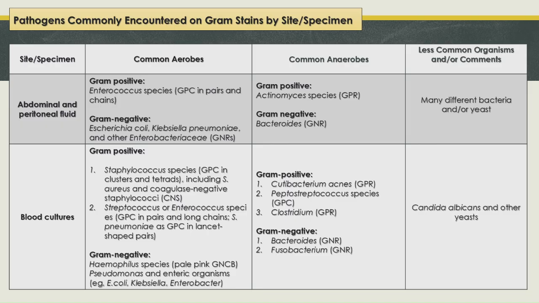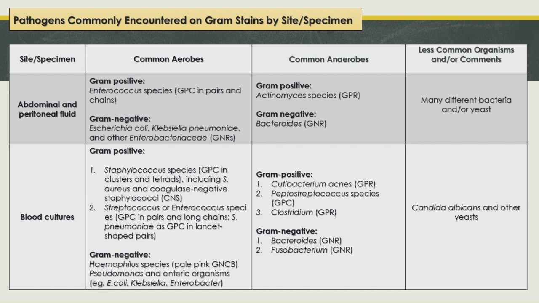Site/specimen: abdominal and peritoneal fluid. Common aerobes. Gram-positive: Enterococcus species, gram-positive cocci in pairs and chains. Gram-negative: Escherichia coli, Klebsiella pneumoniae, and other Enterobacteriaceae, gram-negative rods. Common anaerobes. Gram-positive: Actinomyces species, gram-positive cocci. Gram-negative: Bacteroides, gram-negative rods. Less common organisms and/or comments: many different bacteria and/or yeast.